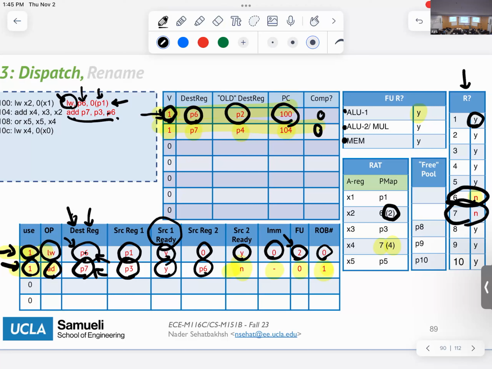So basically, the way that the FU works is that if it sees that there is a valid number here, it's going to use that instead of source register 2.